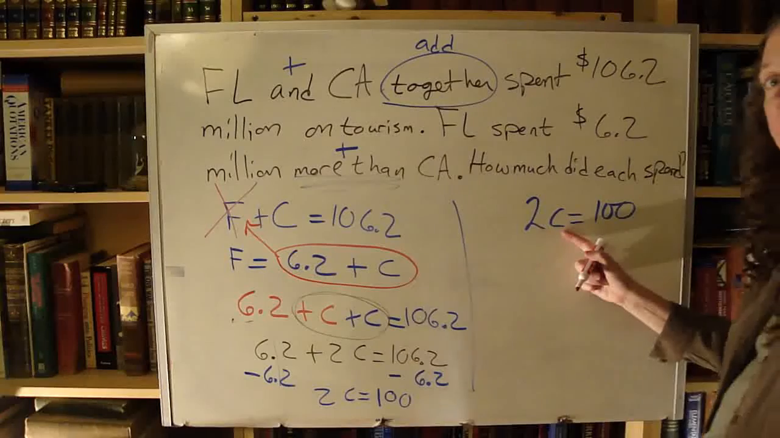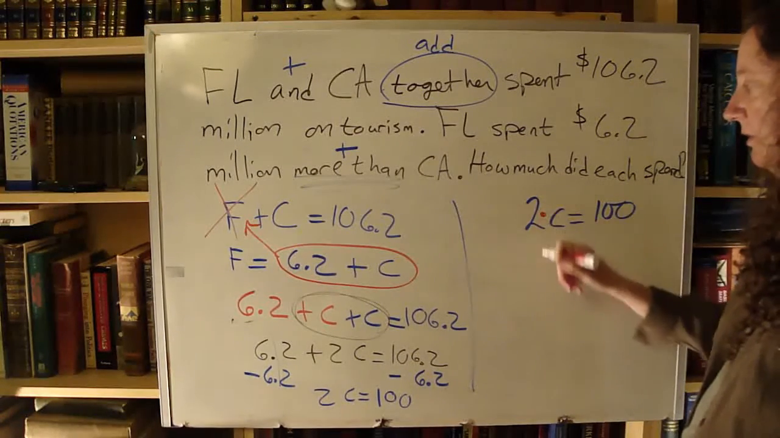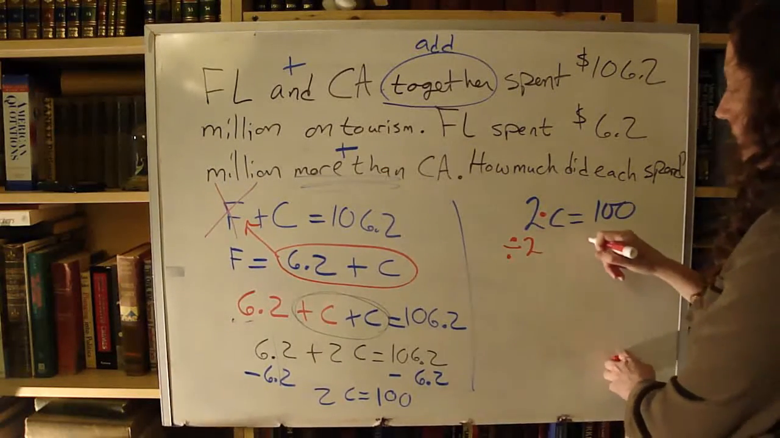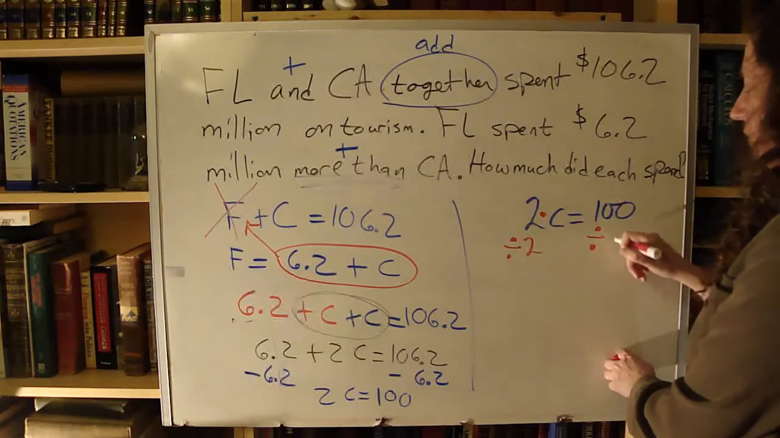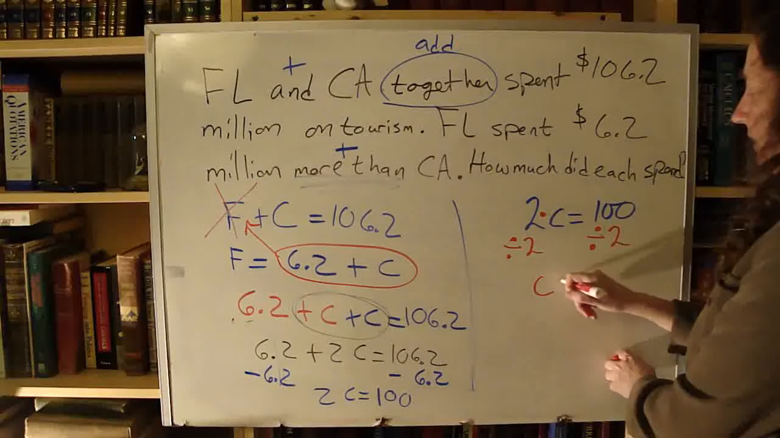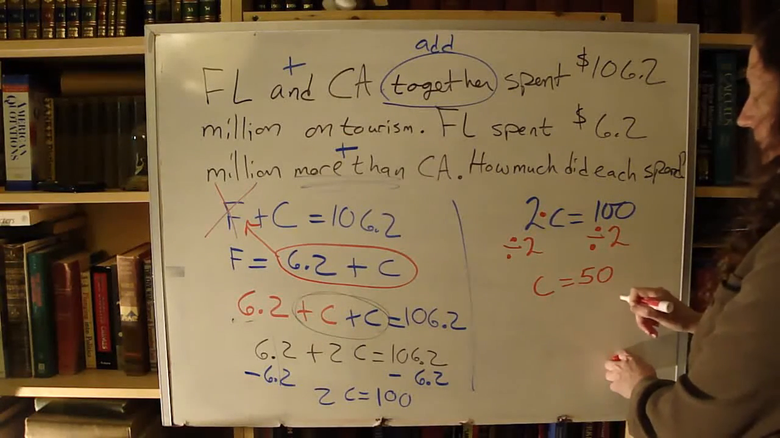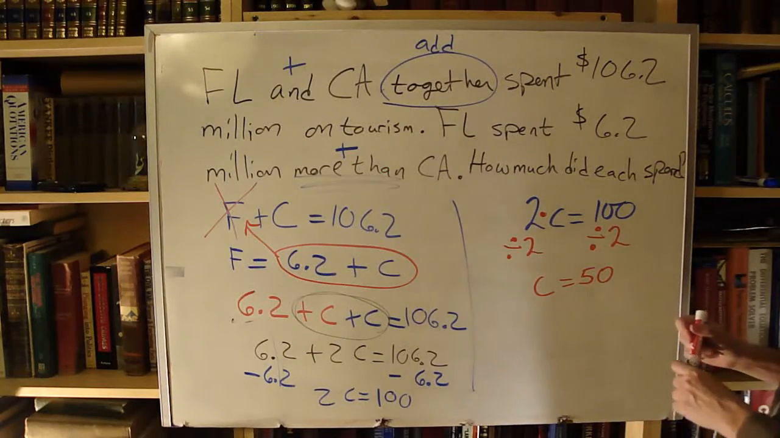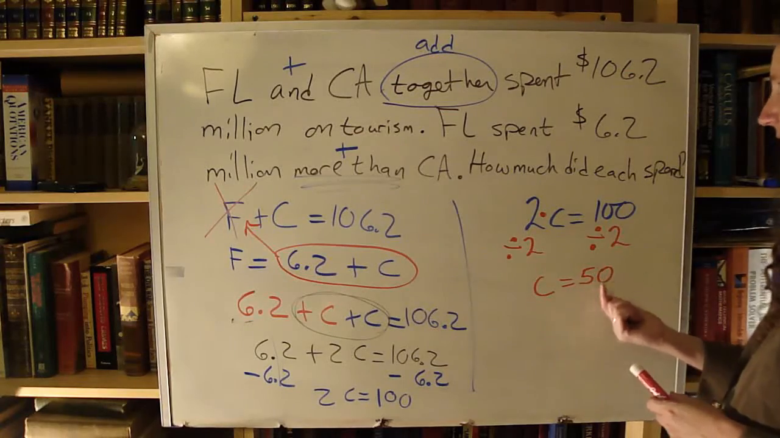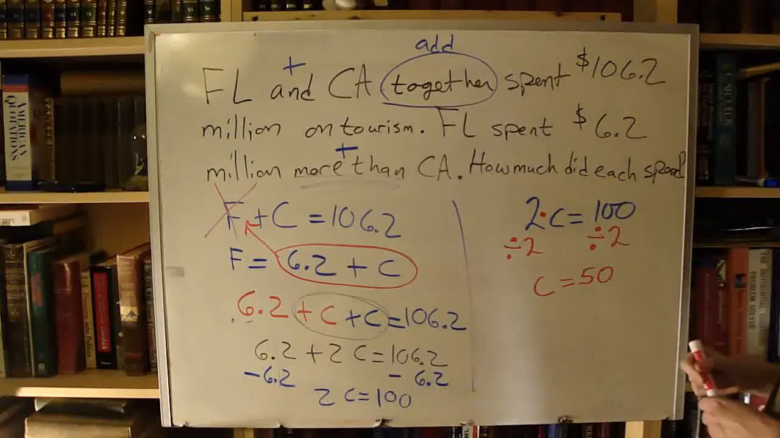C is not yet completely alone, so I need to get rid of that 2. It's being multiplied, so I'm going to divide by 2. What I do on one side of the equal sign, I do on the other. So now I have C equals 100 divided by 2 is 50. So this is telling me that California spent $50 million on tourism.